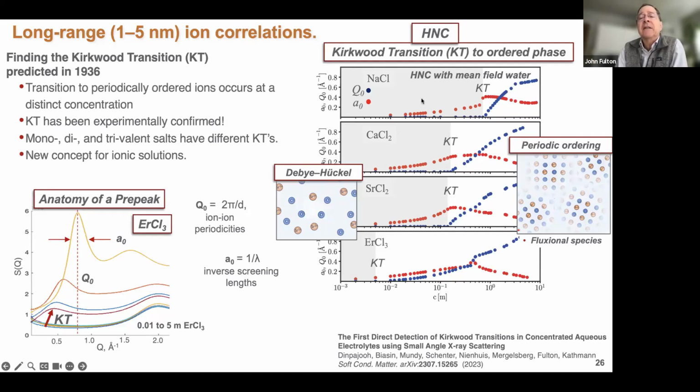Notably, the dozens of theory papers mainly deal with 1,1 electrolytes in solution, but for sodium chloride, for example, the Kirkwood transition is predicted at about 1 molal, which is where we expect to see the onset of the pre-peak. For divalent cations and for trivalent cations, the Kirkwood transition moves to lower and lower concentrations. So for strontium chloride, we expect the Kirkwood transition to be at about 0.2 molal.